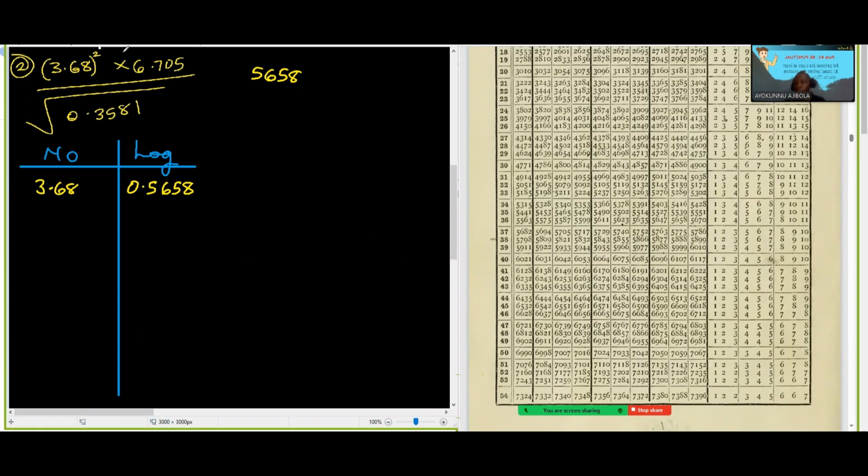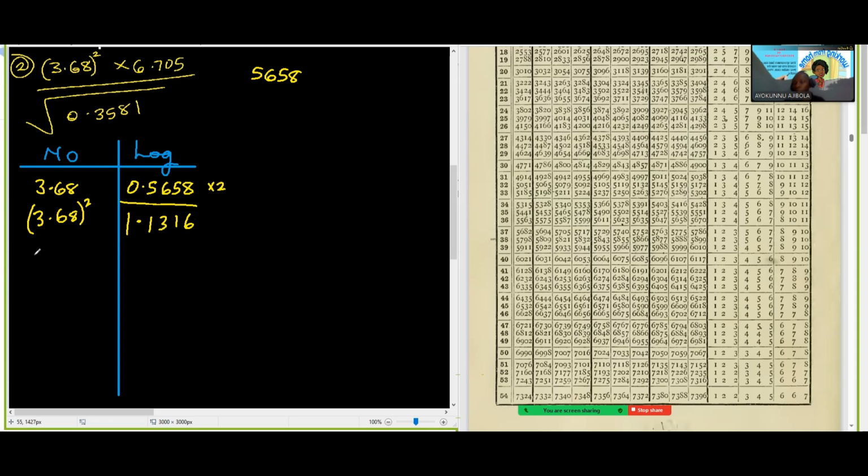Now the next thing is to find the square of this. Square means we multiply; if it is square root we divide by 2, but now we multiply by 2. So 8 times 2 is 16, keep 1. 2 times 5 is 10, 11, keep 1. 2 times 6 is 12, 13, keep 1. 2 times 5 again is 10 plus 1, that's 11, keep 1. Then 2 times 0 is 0, plus the 1 here. Now we're done with that.